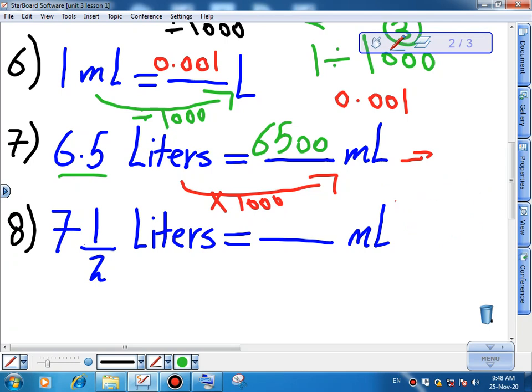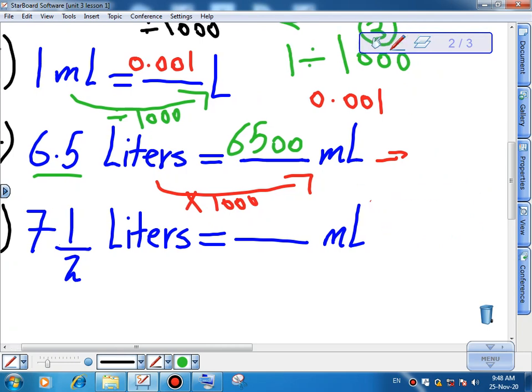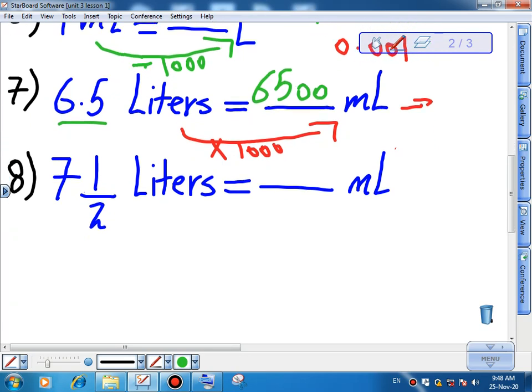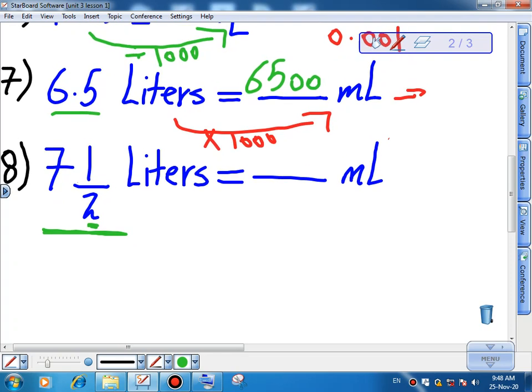And the last one, 7 and a half liters have space milliliter. This number is a mixed number, a fraction and a whole part. We can convert this number in this shape.